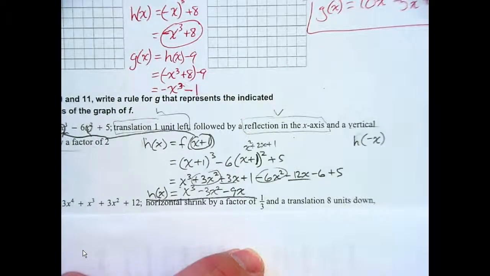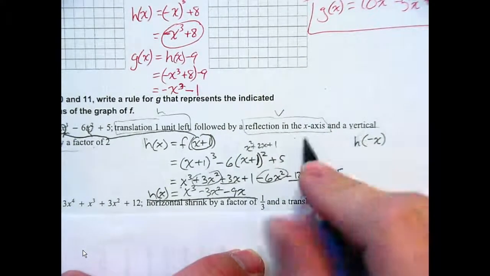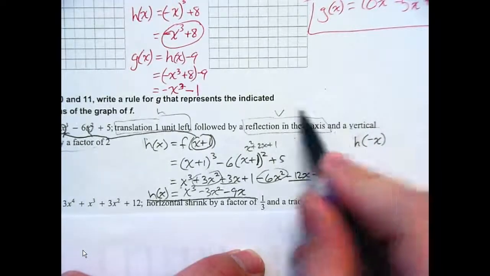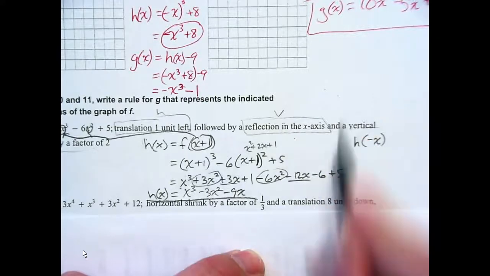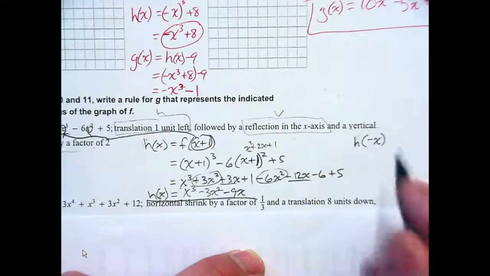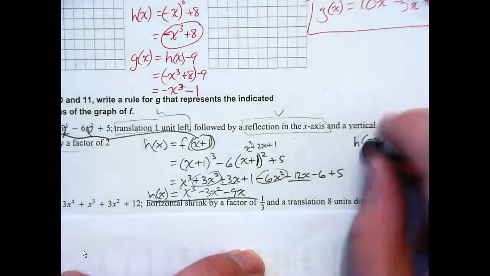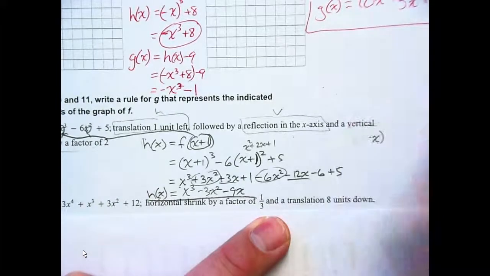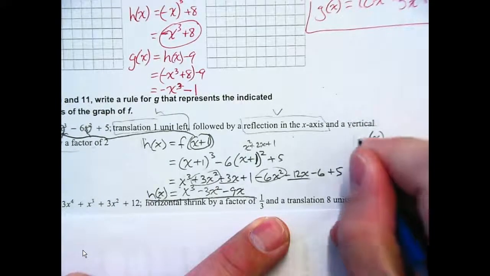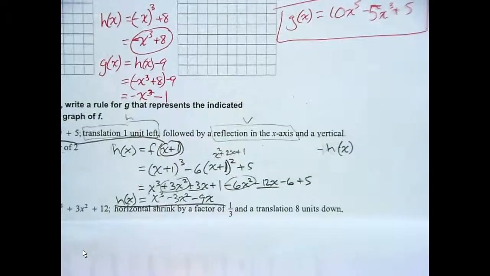Nope. Hey guys, I don't want you guessing. If I'm just sitting up here doing this, I want you thinking through it. If I'm reflecting in x, which am I changing? Vertical or horizontal? Vertical, which is changing x or y values. Y values, which means it happens inside or outside? Should happen outside. Thank you for catching that right away, Sylvia. I was trying to get people to think through it. Okay, negative h of x.